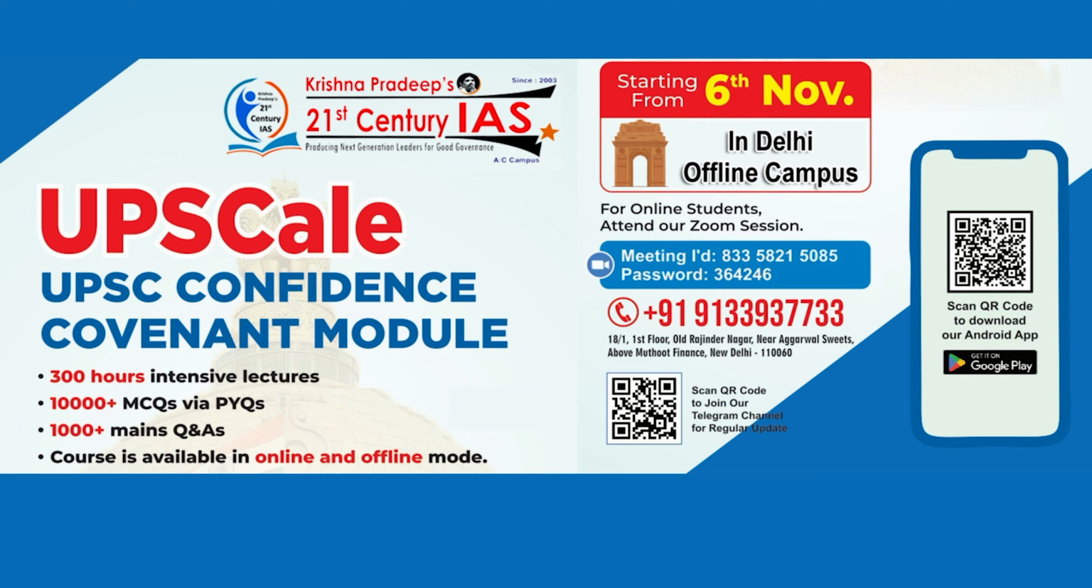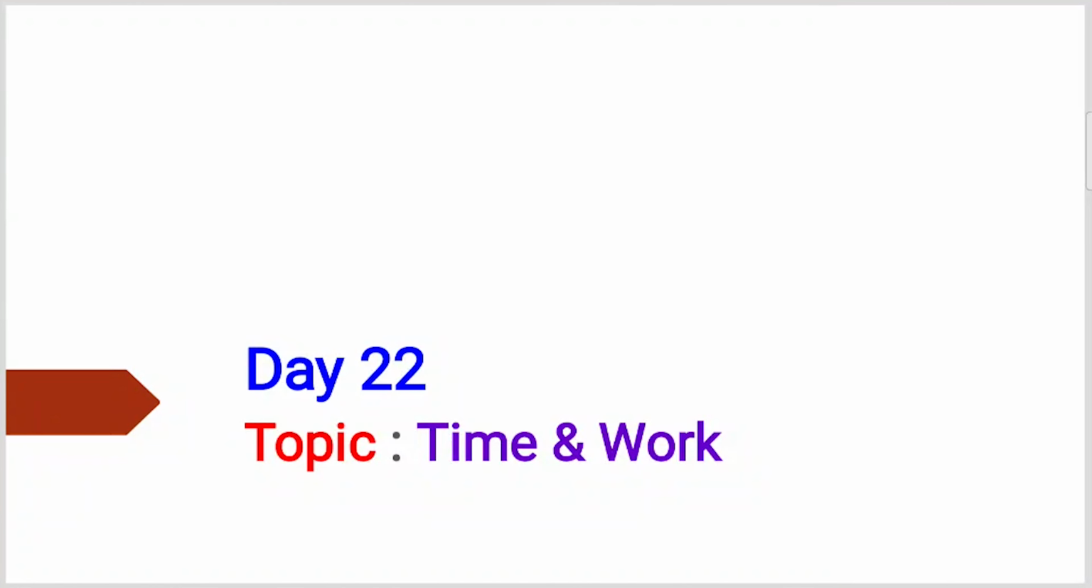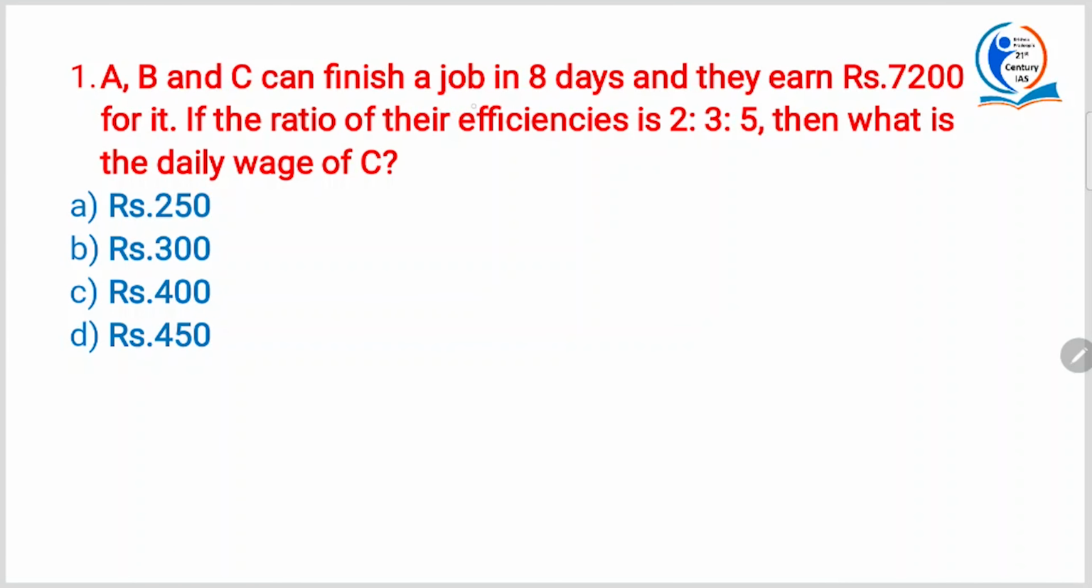This is Goli Varsha. I'm sure you're taking the tests seriously and writing them consistently every single day. On this positive note, we shall see the test explanation for CSAT questions given on Day 22, Time and Work. A, B and C can finish a job in 8 days and they earn Rs 7,200 for it. If the ratio of their efficiencies is 2:3:5, then what is the daily wage of C?